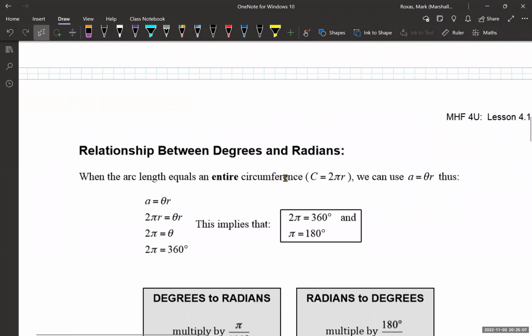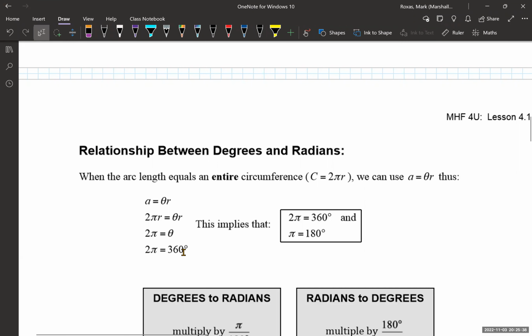Now, what's the relationship between radians and degrees? You have to think about the entire circumference of the circle. So c equals 2 pi r. We can use the arc length formula, arc length equals theta times r. If the arc length is the entire circle, you replace it with the circumference, 2 pi r. So 2 pi r equals theta times r. The r's cancel from both sides.